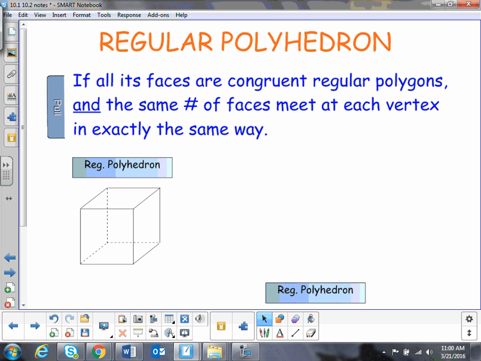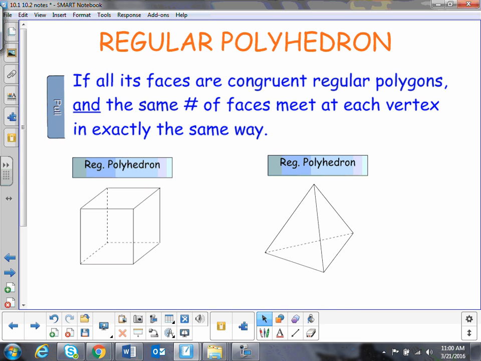That one you're most familiar with. What's that one? A cube. Because all 6 faces are regular. What kind of shapes are those? Squares. Squares are regular, right? Okay, so the cube is a regular polyhedron.